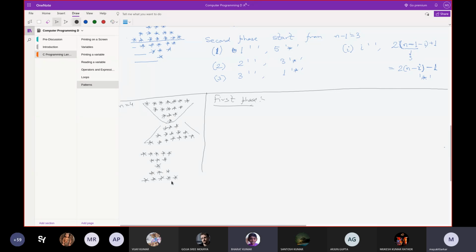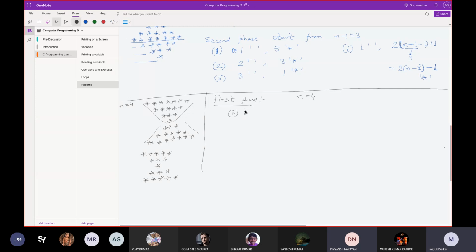Sir, बोलो फर्स्ट फेज में क्या होगा? Sir, first phase will be the second phase of the last question. Okay, but not exactly. Think about it carefully, because lines are different, because the number of spaces will be different. Sir, the spaces are in terms of I only, and the stars are 2 into n minus I plus 1.